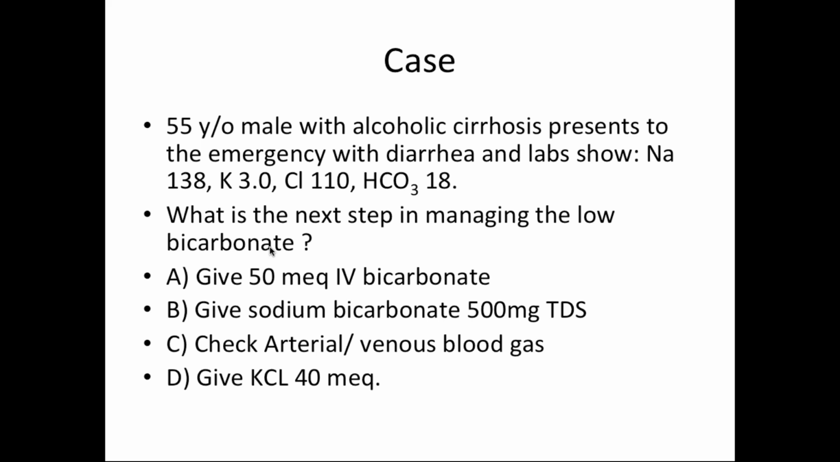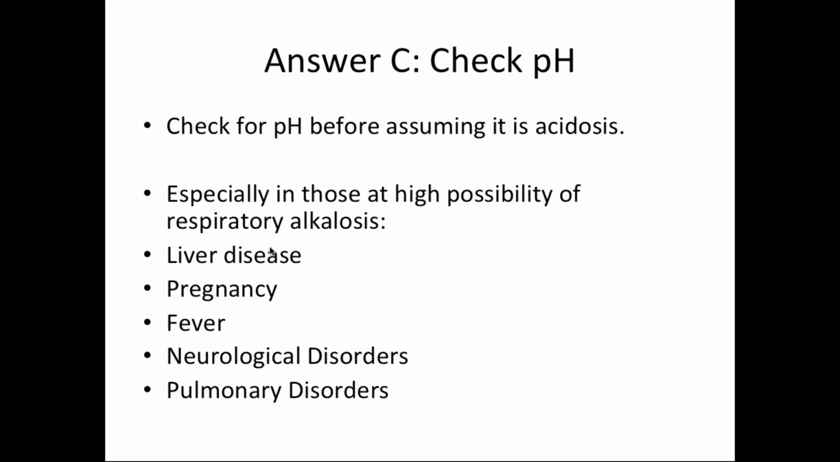So one of the key things that I would want everyone to take home is that before we label someone with a low bicarbonate as having acidosis, we should confirm and check a pH. So the answer for this is that we should at least check a venous gas or an arterial gas, whichever one is convenient, to make sure that this person actually has acidemia and acidosis and doesn't have respiratory alkalosis, and the low bicarbonate is the appropriate compensation from the kidney.